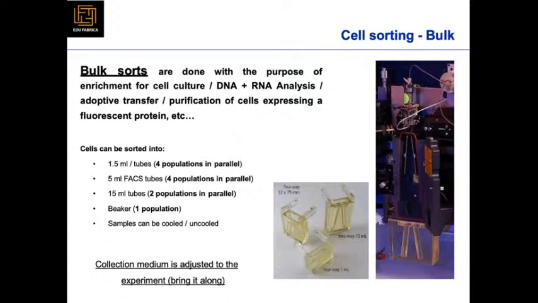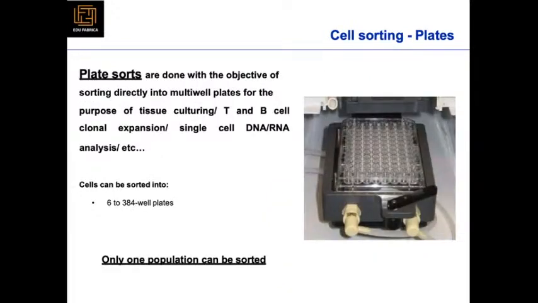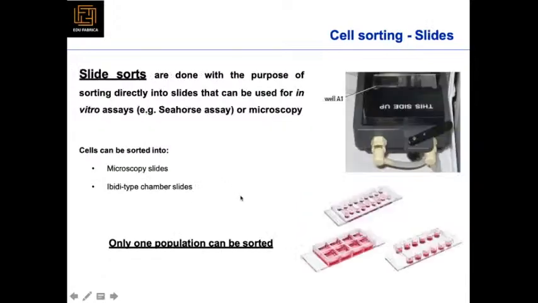The bulk sorts are done with the purpose of enrichment of cell culture for DNA, RNA analysis, adoptive transfer, and purification of cells expressing fluorescent protein. Cells could be sorted into 1.5 ml tubes, 4 populations in parallel, 5 ml FACS tubes, 15 ml tubes. So these are all possible. It could also be sorted into 6 to 384 well plates if you want to. So these are various population sorters using different experiments.